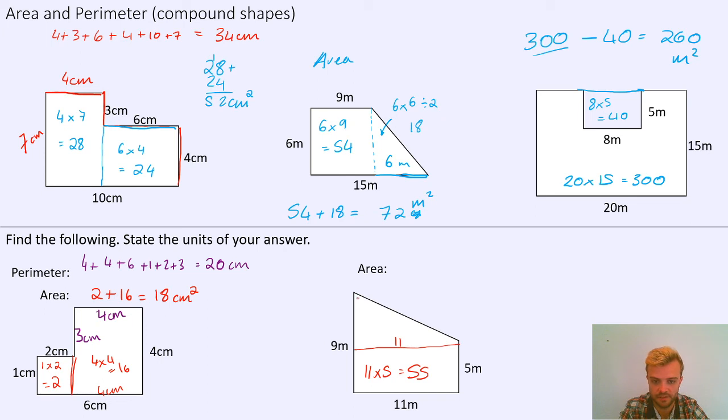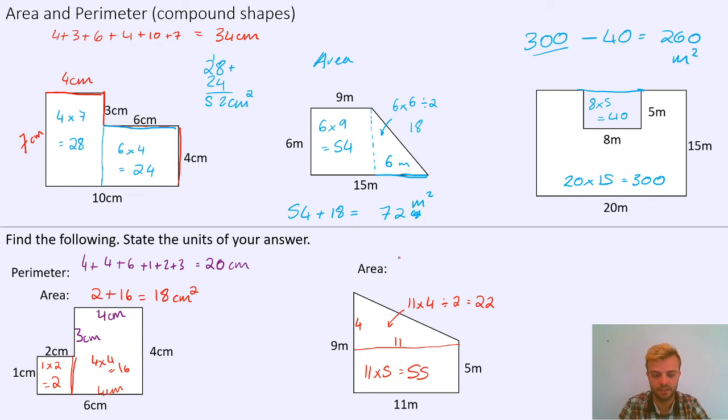times the height. Now, we don't have the height because 9 is the height of the entire shape, not the height of the triangle. But we know that the height of the rectangle is 5, and if the height of the entire shape is 9, that means that this part has to be 4. So the area of this part of our shape is base times height, which is 44, divided by 2, because it's a triangle, which is 22.